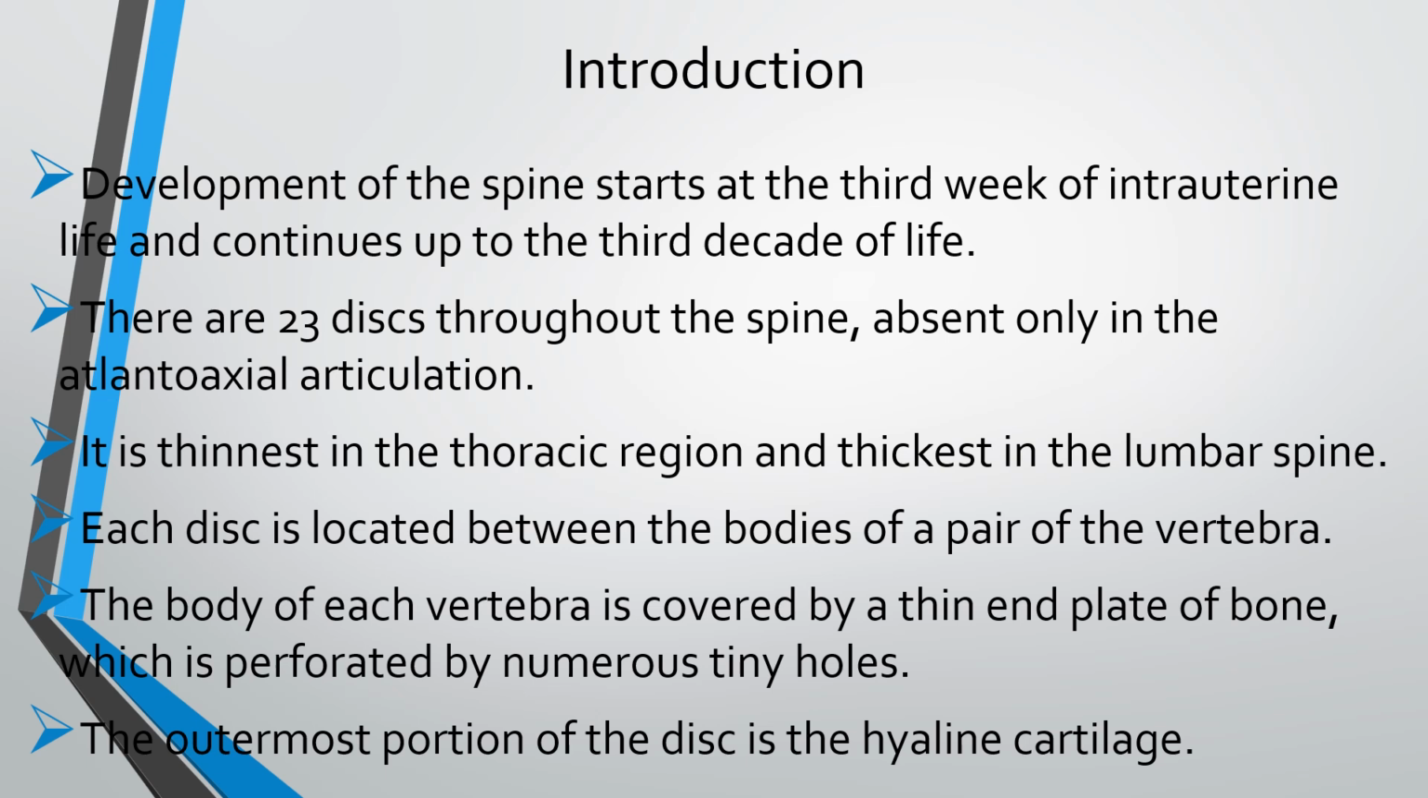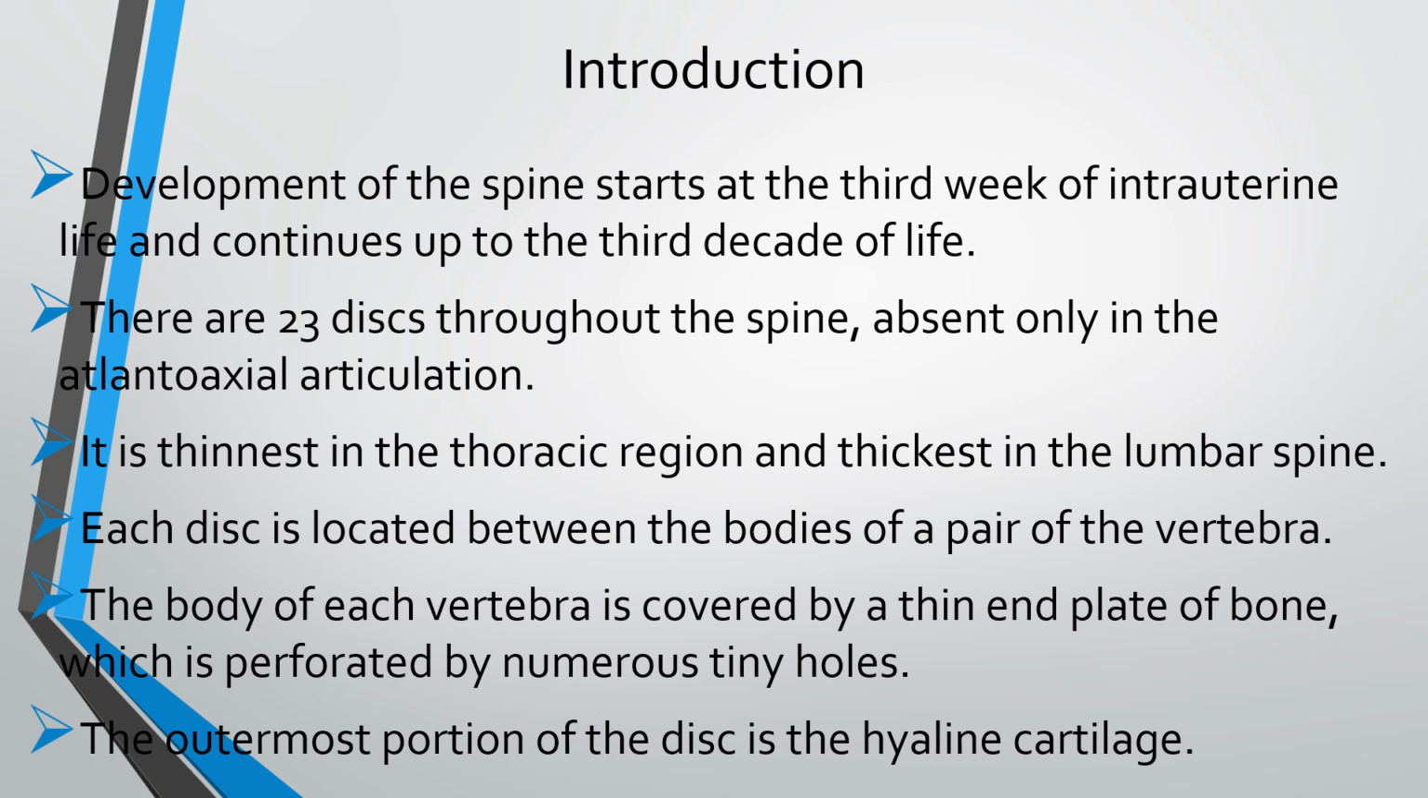Then each disc is located between the bodies of a pair of the vertebra. So in between the vertebra we have the disc. So for instance, between the L1 and L2 we have a disc located in between. Then the body of each vertebra is covered by a thin end plate of bone, which is perforated by numerous tiny holes. So these holes are very important, as we'll see in the next slide.